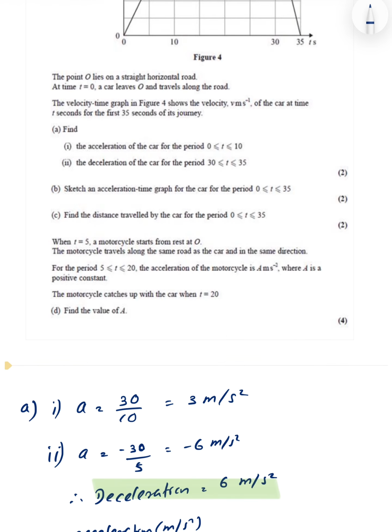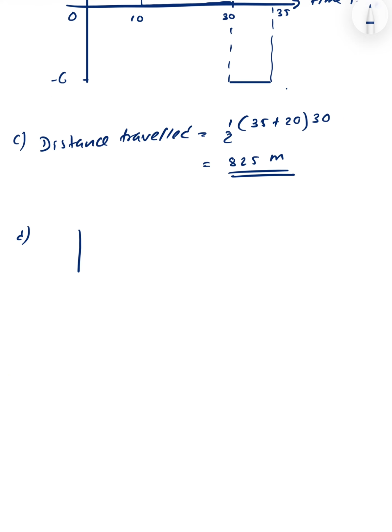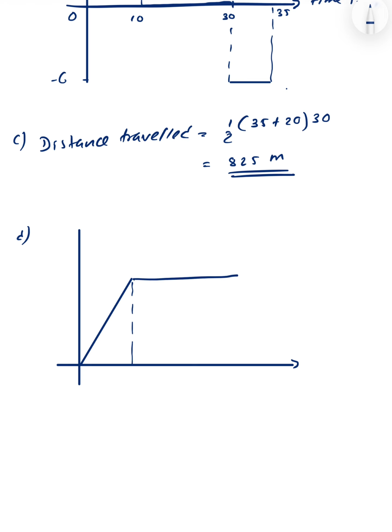So they are saying that the motorcycle starts from 5 seconds. Therefore, let's redraw the velocity time graph first. This is the velocity time graph, which has first 10 seconds accelerating, then going at constant speed, and then finally decelerating. So that's the graph. This is 10, this is 30, and this is 35, and this is 30 once again. So let's draw the velocity.